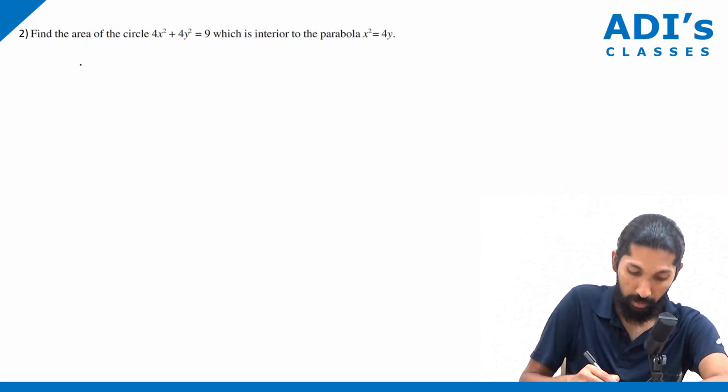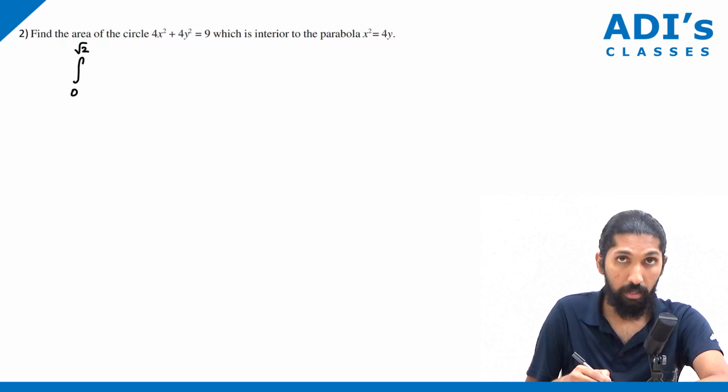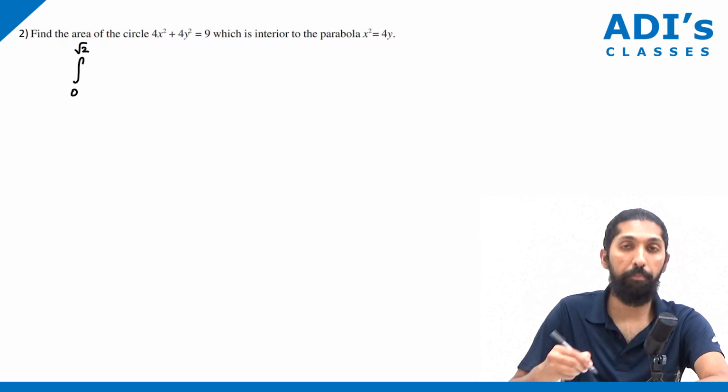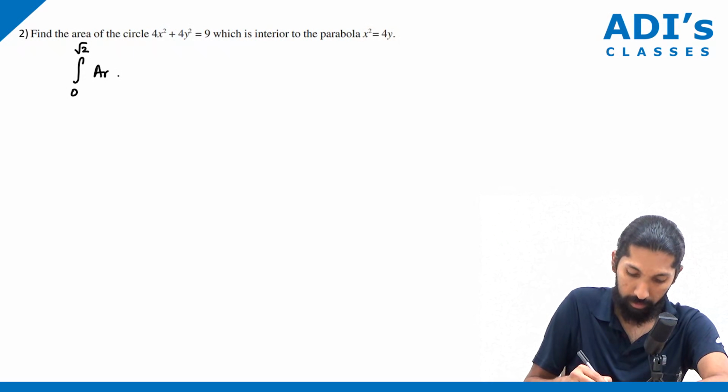So we have area integral from 0 to root 2. First is the circle. But remember, for the circle part, okay, maybe we can do it something like this. Area of circle minus area of parabola.